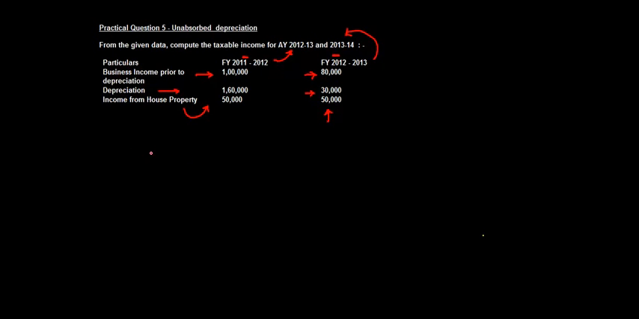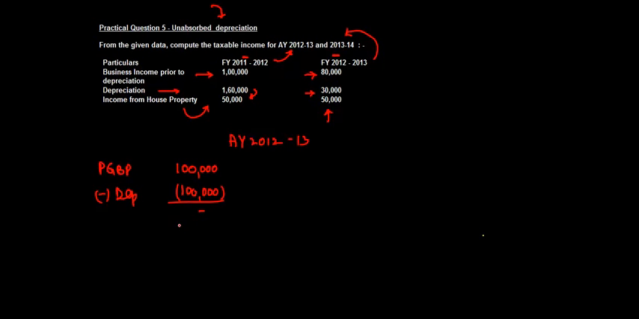So basically, when we compute our taxable income, this question is more to do with how you deal with unabsorbed depreciation. So let's say for assessment year 2012-13, we will have profits and gains of business and profession, which is 1 lakh. From this, we will reduce depreciation. Now, depreciation is 1,60,000. So the maximum which can be absorbed here is 1 lakh. The balance 60,000 can be easily set off against income from house property.